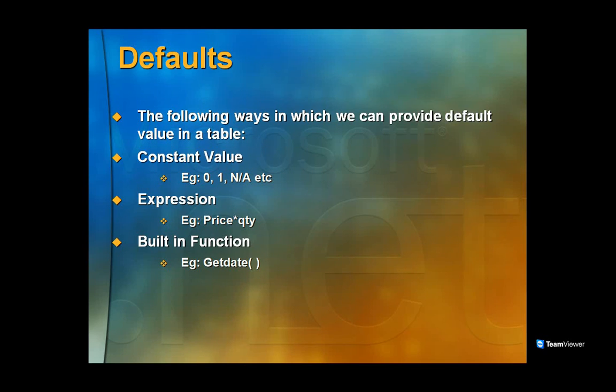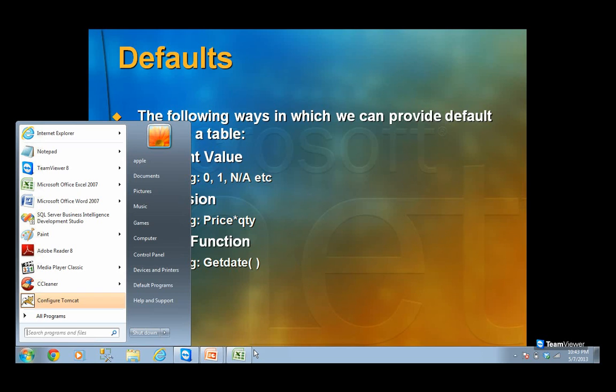There are the following ways in which we can provide default values in a table. You can give constants, as I showed you just now. For salary, we gave 0. For a string column, we gave no hobby, not applicable, all of them. You can also give price into quantity. I have a price column, I have a quantity column here. We can have a total.